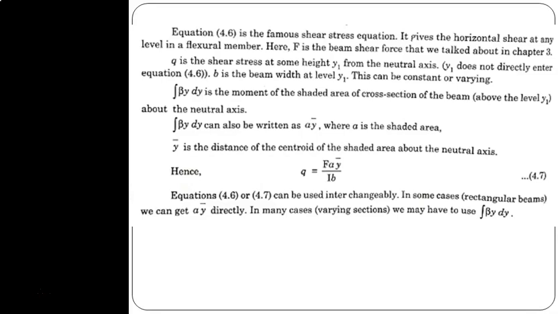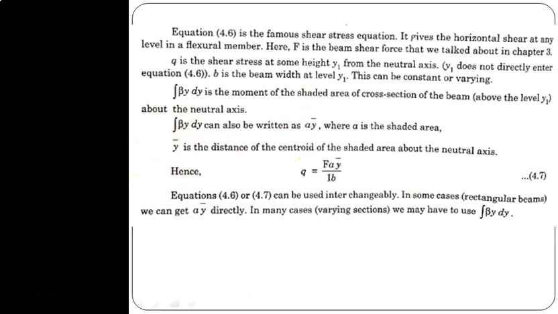q is the shear stress at some height y1 from the neutral axis. y1 does not directly enter the equation. b is the beam width at level y1. This can be constant or varying. The integration of b y dy is the moment of the shaded area of the cross section of the beam above the level y1 about the neutral axis. It can also be written as A y bar, where A is the shaded area and y bar is the distance of the centroid of the shaded area from the neutral axis. Hence q is equal to V A y bar divided by Ib.